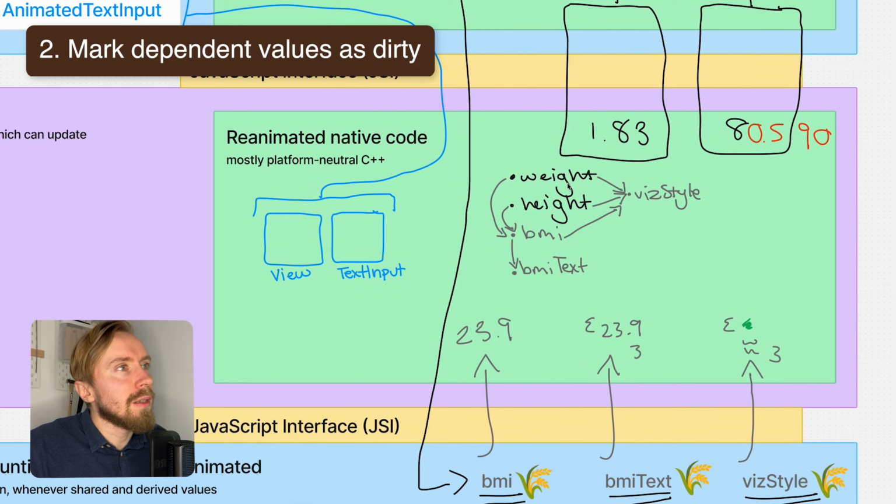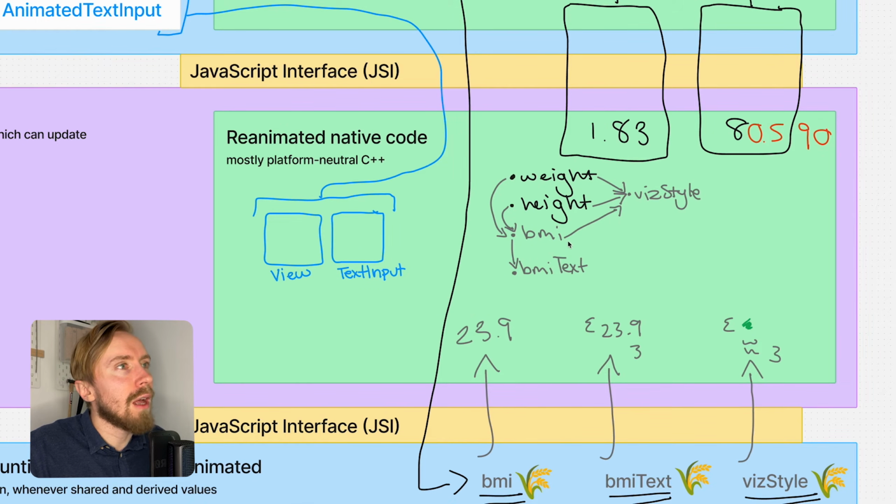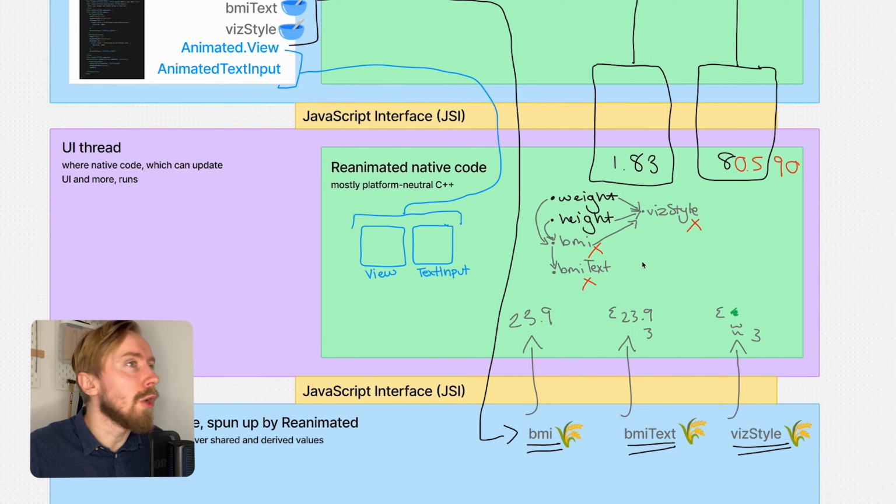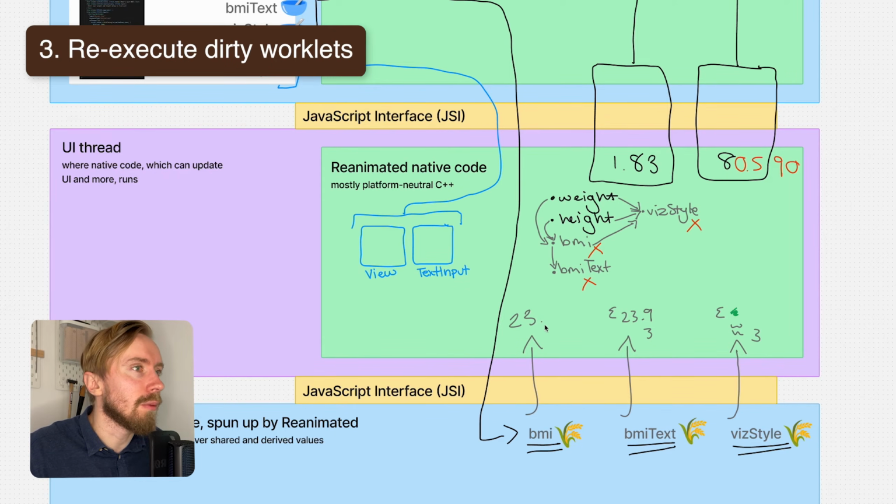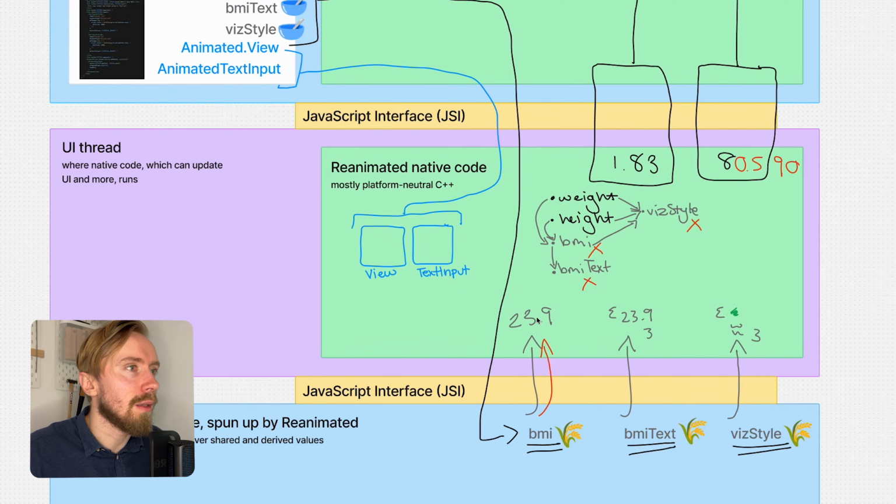So we look at our dependency graph and we mark all of those derived values that are dependent on weight as dirty. So we have BMI depends on weight. BMI text depends on BMI, which depends on weight. So that's dirty as well. We have viz style. That's also directly dependent on weight. Once all the nodes in our graph that need to be re-executed have been marked as dirty, we go through and we re-execute them.